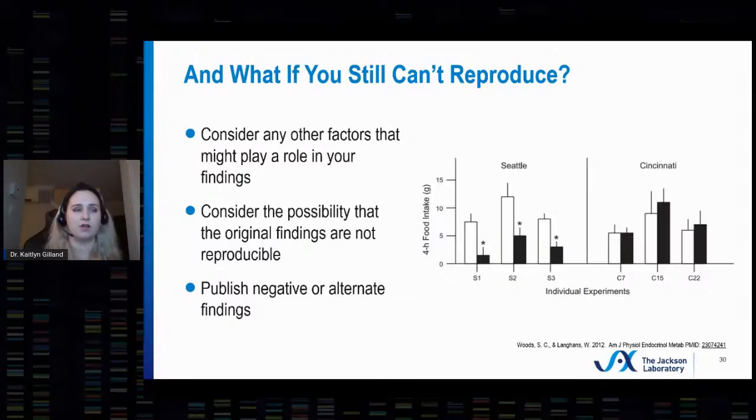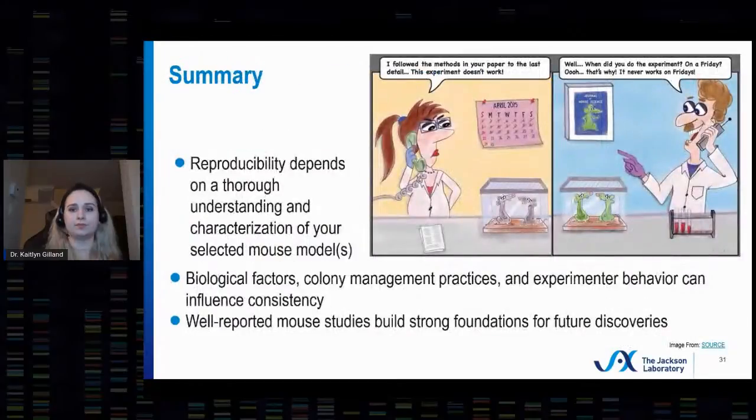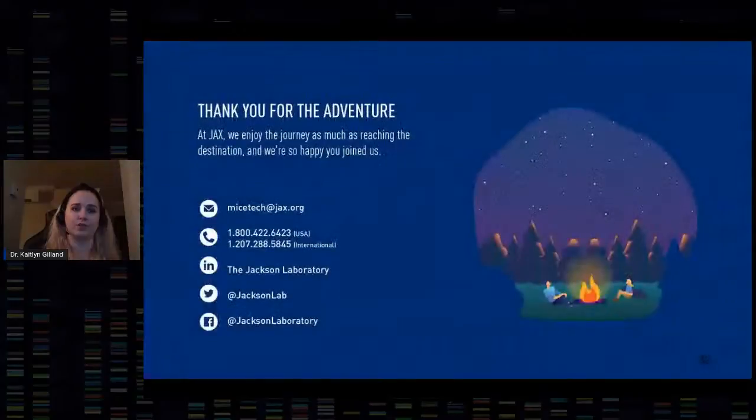And then once you've exhausted all of the possibilities, consider publishing negative or alternate findings. And so to summarize, reproducibility really starts with a thorough understanding of your mouse models, and you might also be required to characterize your mouse model prior to conducting your experiments. You might need to take into account many factors that can influence the consistency of your experiments. And consider following the ARRIVE guidelines so that your research is well reported and can contribute to building a strong foundation for future research. So with that, I would like to thank you.